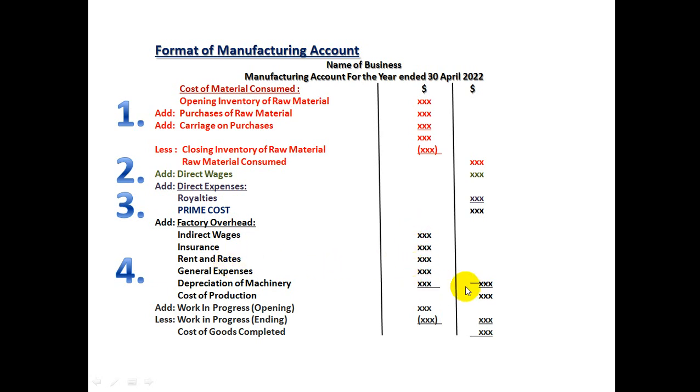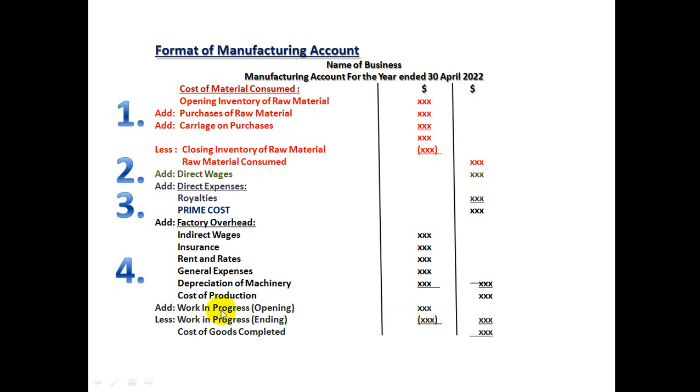They will be totaled and their sum is to be written here. This sum is to be added to the prime cost. We can say prime cost plus total factory overhead will give us cost of production. Cost of production is basically the amount which we want to calculate by preparing this statement. But sometimes work in progress opening and work in progress ending is also given to us in the question.